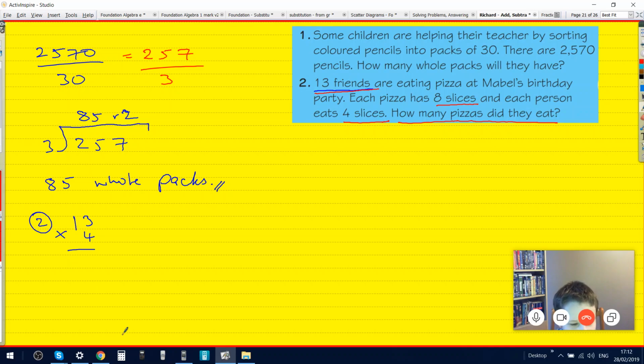So that gives us an answer of 52. So 13 times 4 is 52. Since we now have an answer of 52, we can now add the 8.